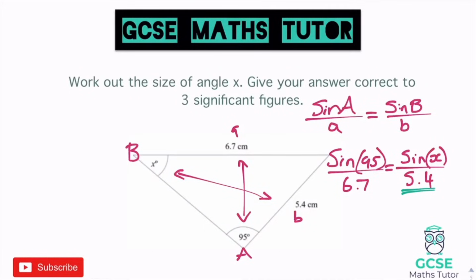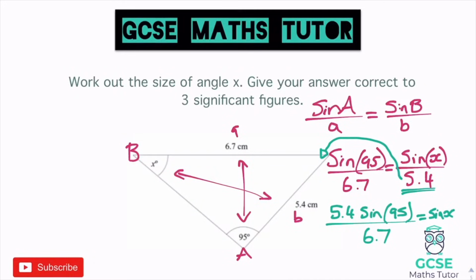So when I times this up, and again I'm going to write it in the same way as I did before, when I times it up to the numerator, I'm going to write it just at the start here, and I'll write it down to start with. So that would give me 5.4 sine 95, and that's over 6.7. And that now equals sine x. There we go. So I've not got the x on its own, but it does equal sine x.